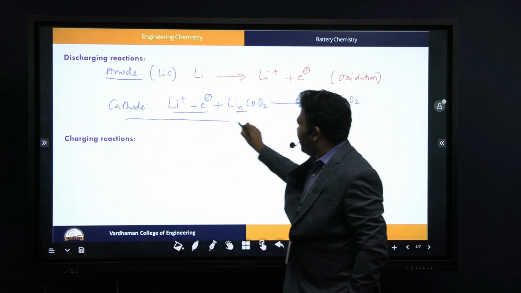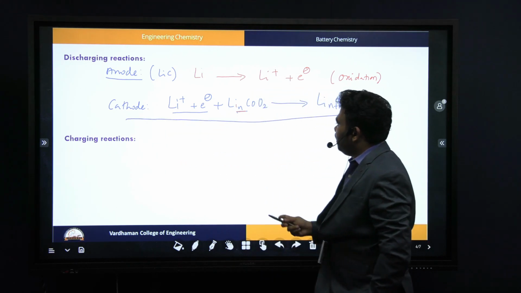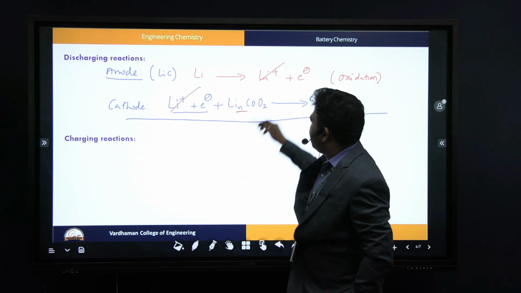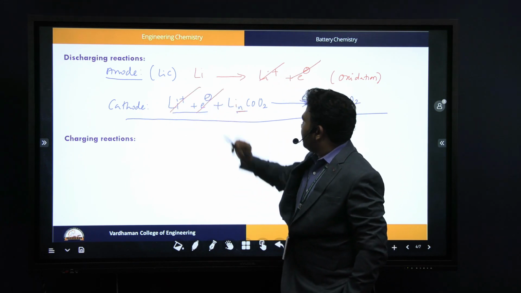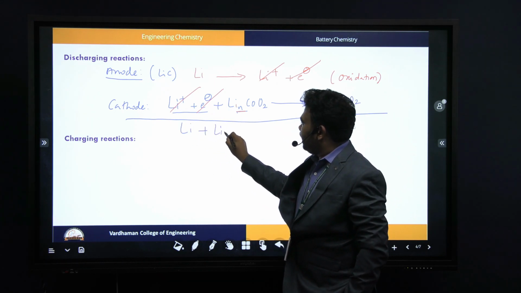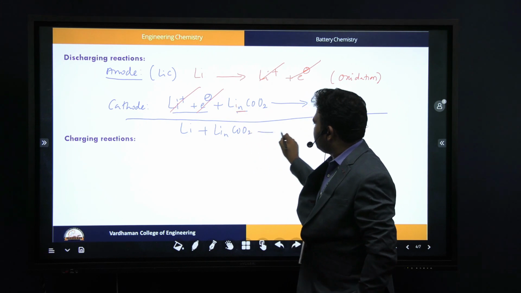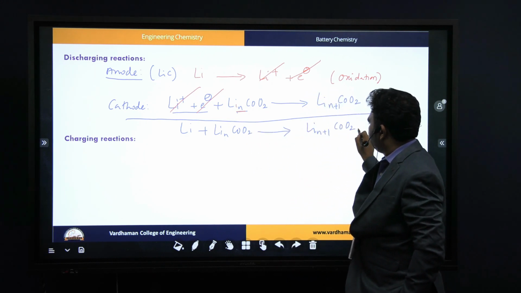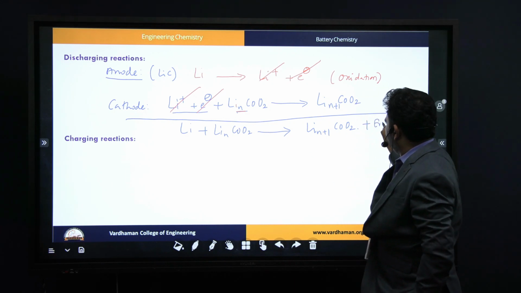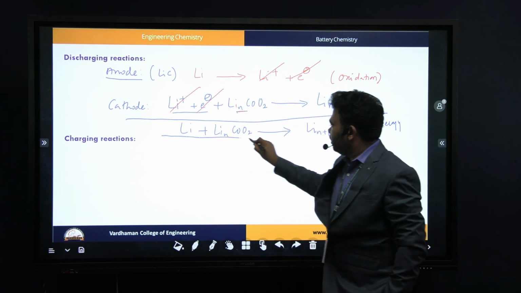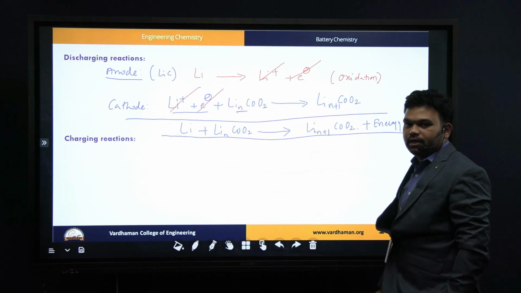And now observe the net reaction. What is the net reaction? The common terms get cancelled: Li+ gets cancelled and the electron gets cancelled. Then the net reaction is Li plus Li(n)CoO2 gives rise to Li(n+1)CoO2, plus energy released. Why? Because, as we are discussing, this is a discharging reaction.